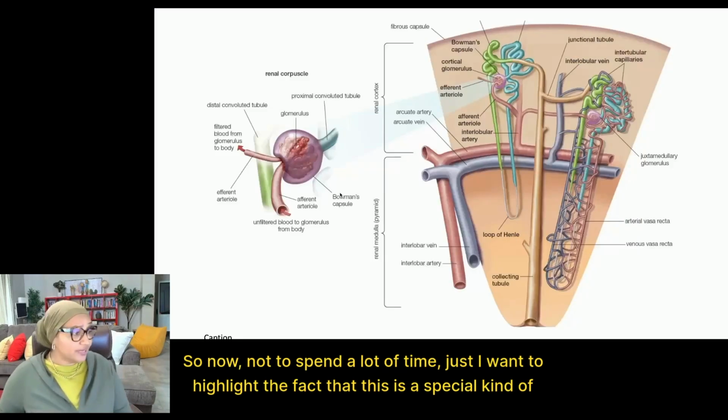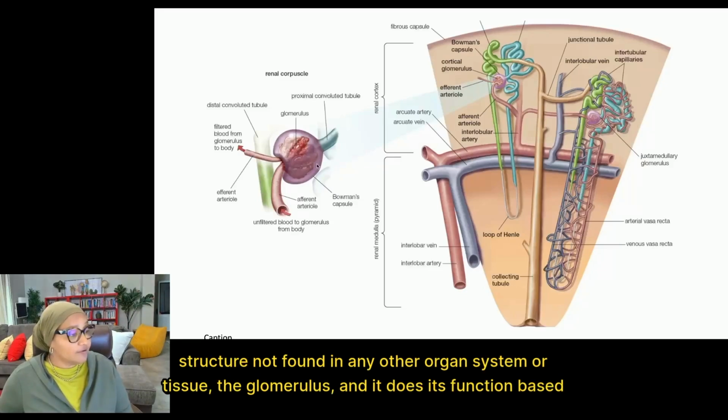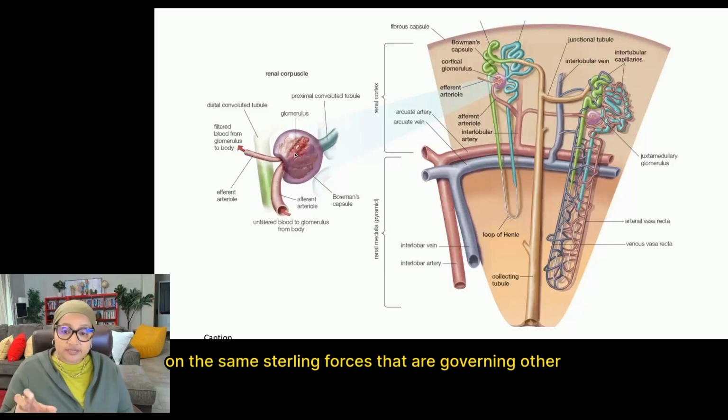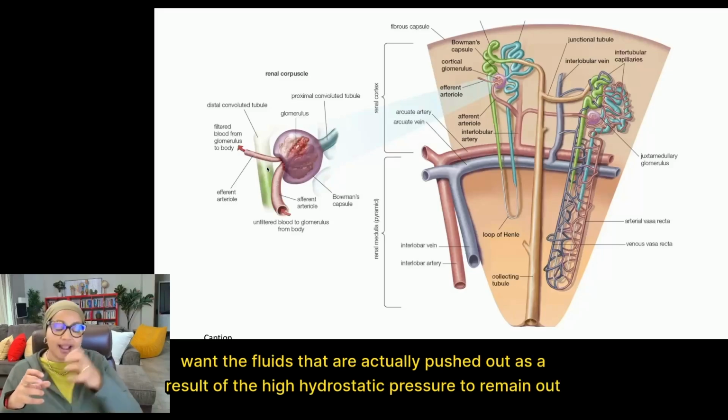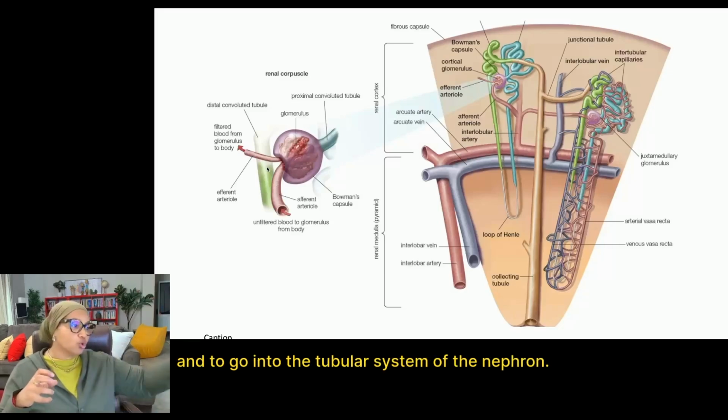So now, not to spend a lot of time, I just want to highlight that the glomerulus is a special kind of structure, not found in any other organ system or tissue, and it does its function based on the same Starling forces that govern other capillary bed systems. But because it's flanked between two arterioles, the idea here is different, because we want the fluids that are pushed out as a result of the high hydrostatic pressure to remain out and to go into the tubular system of the nephron.